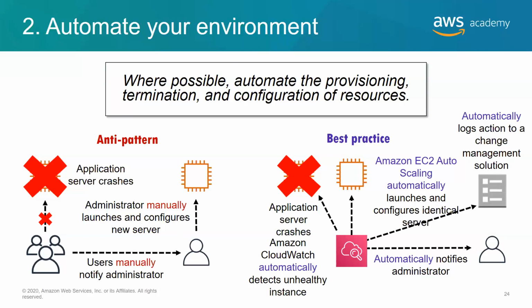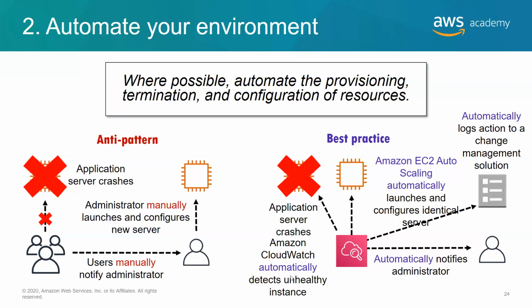The user manually notifies the administrator, right? So then the user will manually notify the administrator. The administrator will come and you have to rectify it, right? So like when the application server crashes, right, Amazon CloudWatch automatically detects the unhealthy instances.